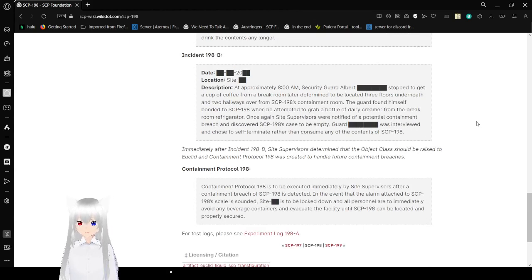Incident 198B. At approximately 8 a.m., security guard Albert [redacted] stopped to get a cup of coffee from a break room, later determined to be located 3 floors underneath and 2 hallways from SCP-198's containment room. The guard found himself bonded to SCP-198 when he attempted to grab a bottle of dairy creamer from the break room refrigerator. Once again, site supervisors were notified of a potential containment breach and discovered SCP-198's case to be empty. Guard [redacted] was interviewed and chose to self-terminate rather than consume any of the contents of SCP-198.